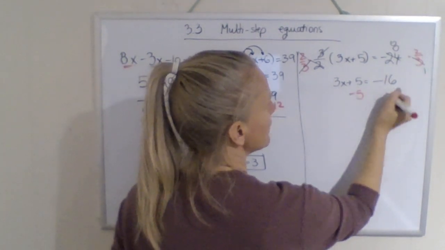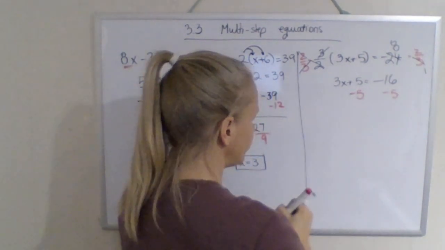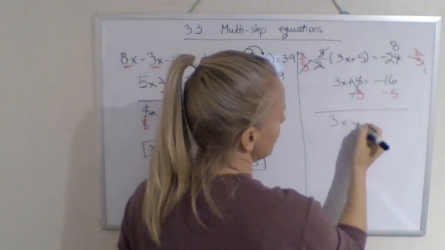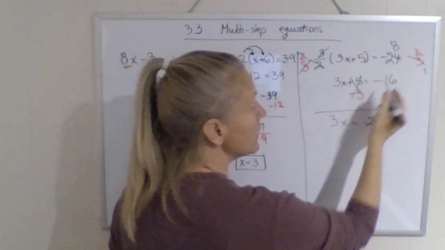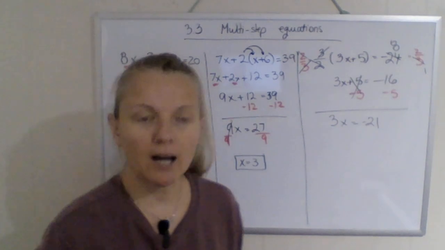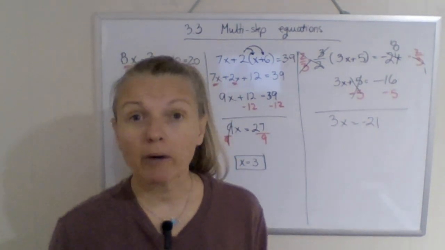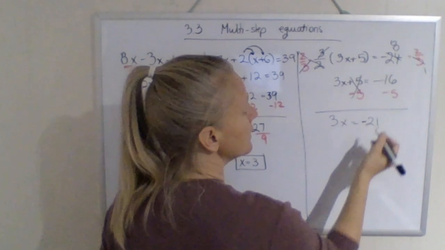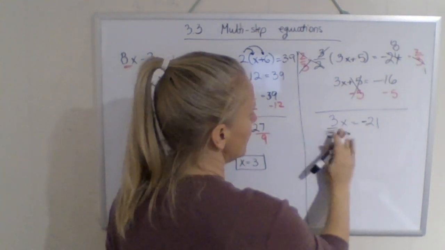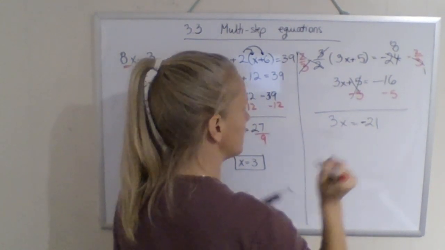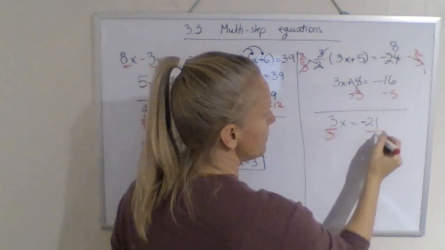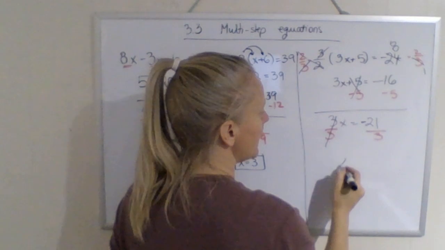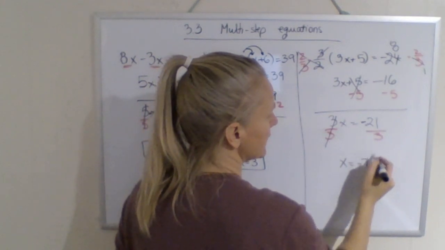Minus 5, minus 5. 3x equals negative 21. Please remember, negative 16 minus 5. I owe $16 and I borrow 5 more. How much do I owe now? Negative 21, right? Then I divide by 3. Oh, this is supposed to be red. Sorry. I divide by 3. That's the opposite operation of the multiplication there. That goes away. X equals negative 7.